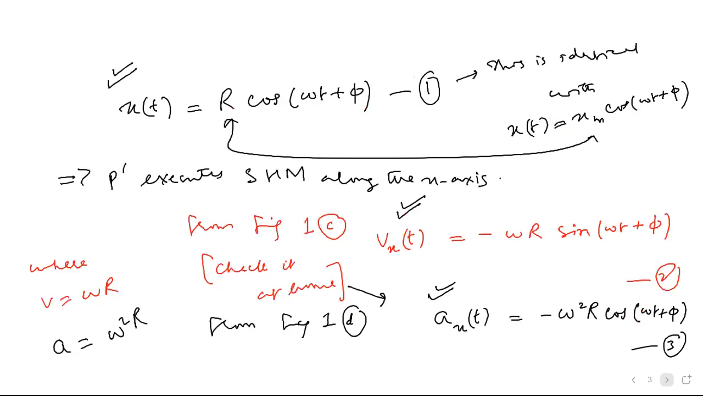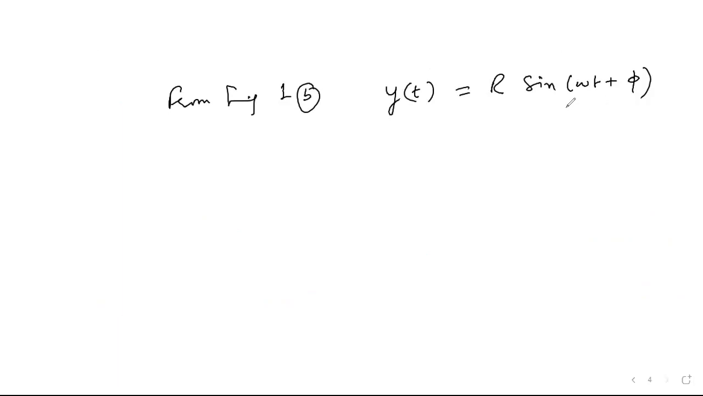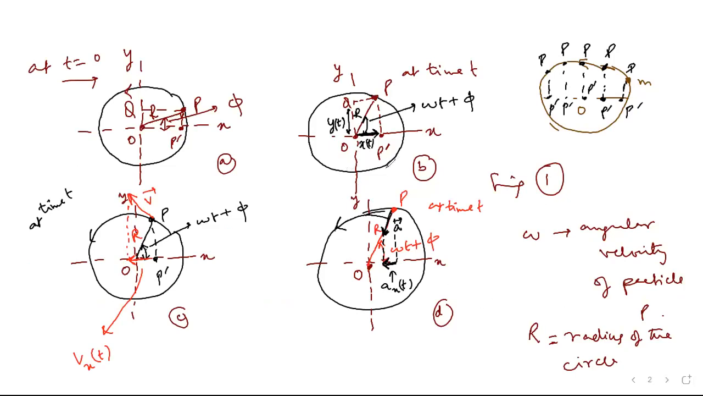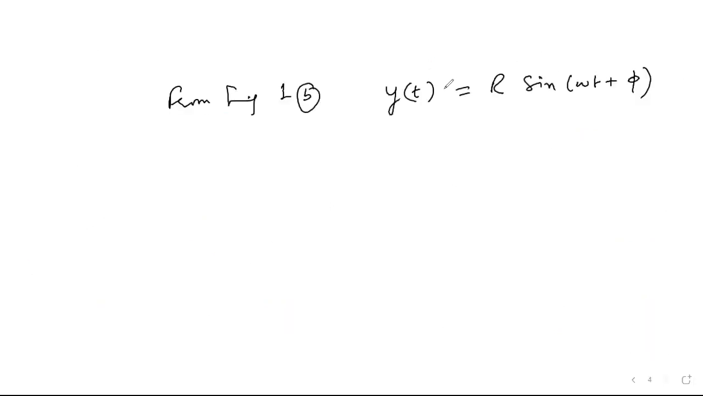Now you can see what is the difference. In this equation, we have cos omega t plus phi. In this equation, we have sine omega t plus phi. That means there is a phase difference between the simple harmonic motion going along the x-axis and the simple harmonic motion going along the y-axis. So if you write it in terms of cos, you can write it as r cos omega t plus phi minus pi by 2.